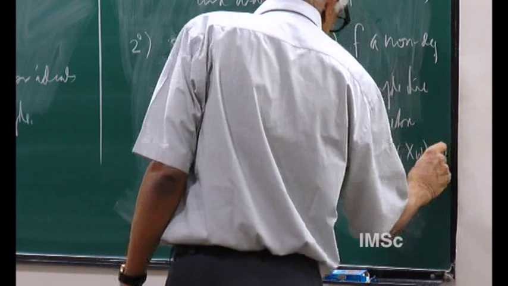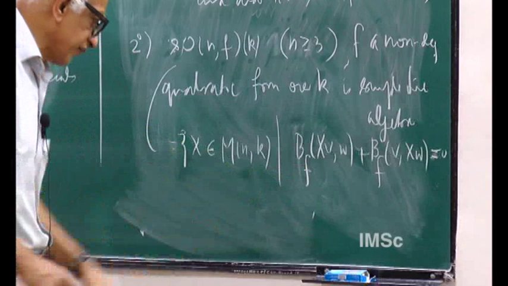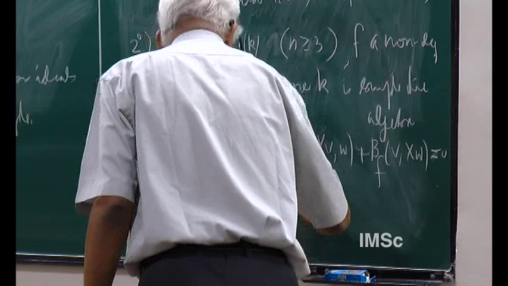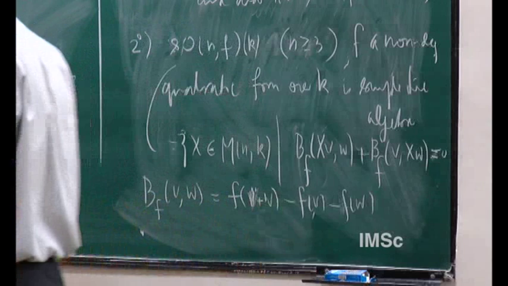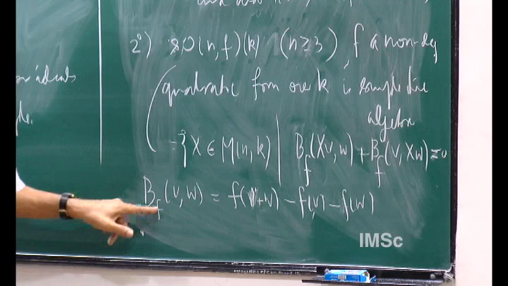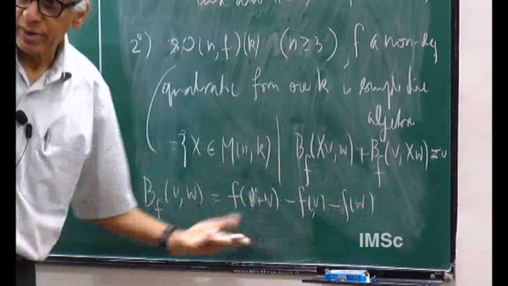What do I mean by this? B_F(v, w) by definition is F(v+w) minus F(v) minus F(w). That's a bilinear form. Whenever I have a quadratic form F, F(v+w) minus F(v) minus F(w) is a bilinear form. In fact, it's practically the definition of a quadratic form. A quadratic form, of course, you think of as a homogeneous quadratic polynomial, but you can also think of it as a bilinear form. A quadratic form gives rise to a bilinear form like this, and you can go back from the bilinear form to the quadratic form by simply B_F(v, v). If you do that, you get F(2v) minus this, but you divide by 2, finally.